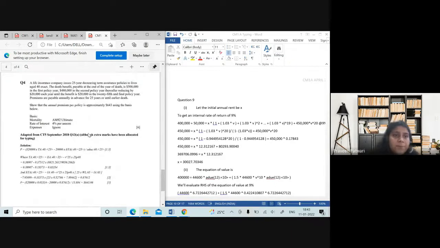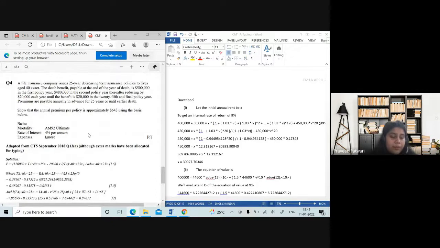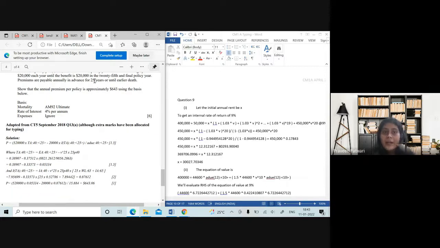Okay. So just the last question. A life insurance company issues 25-year decreasing term assurance policies to lives aged 40 exact. So it's term assurance. Of course, you have to use TA and not just A with the 1 or the T anything. The death benefit payable at the end of the year of death is $500,000 in the first year, $480,000 in the second policy year, thereafter reducing by $20,000 each year until the benefit is $20,000 in the 25th and final policy year. Premiums are payable annually in advance for 25 years or until earlier death. Show that the annual premium per policy is approximately $643 using the basis below.